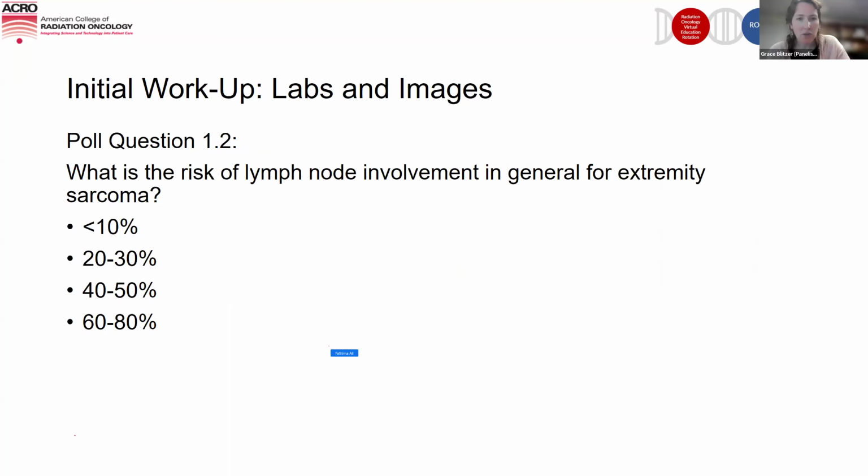Next slide. So we just said lymph nodes are bad. What is the risk? What is your risk if you have an extremity sarcoma of having lymph node involvement?